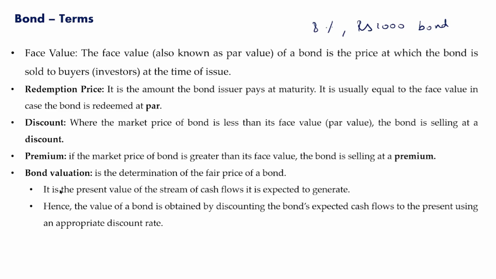Now coming to bond valuation. The valuation of bond is nothing but determining the fair price of the bond. How is this determination done? It is done basically by discounting the bond's expected cash flows to the present using an appropriate discount rate. So basically the present value approach is used to value this bond. It is the present value of the stream of cash flows it is expected to generate. Now we will see bond valuation in detail.